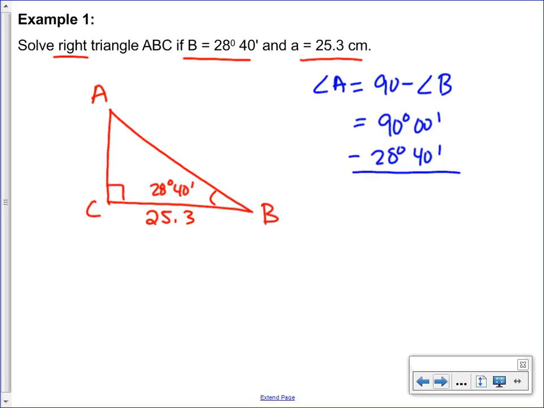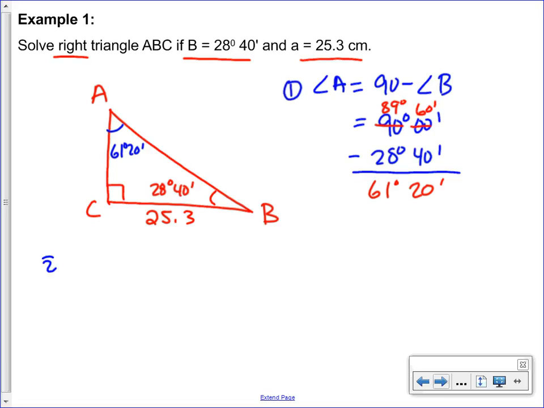Now think of degrees as hours, and then how many minutes are in an hour? Well, there's 60. So in order to borrow 1 hour, this becomes 89, then you can carry over 60 minutes to the other side. And I could just subtract. 60 minus 40 is 20 minutes. And 89 minus 28 is 61 degrees. So, filling in our triangle, we found angle A is 61 degrees and 20 minutes, like so. Okay, that was the first thing we found.